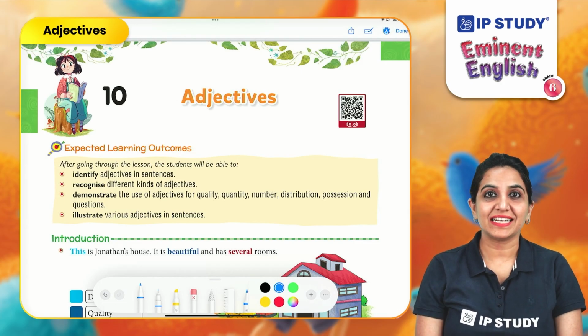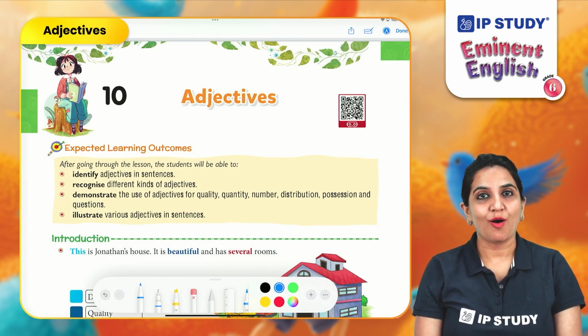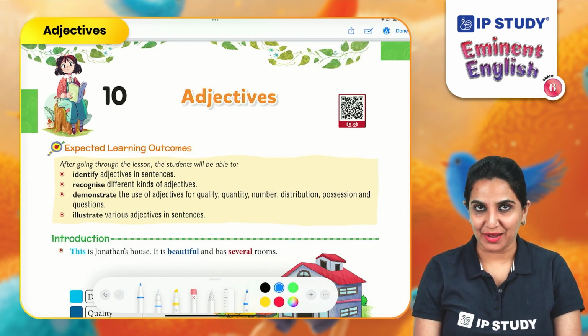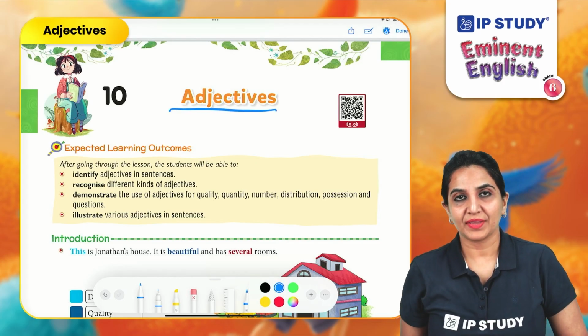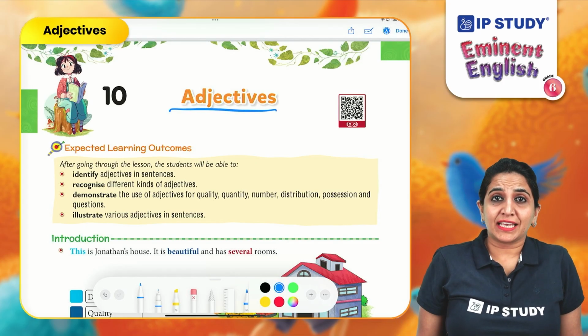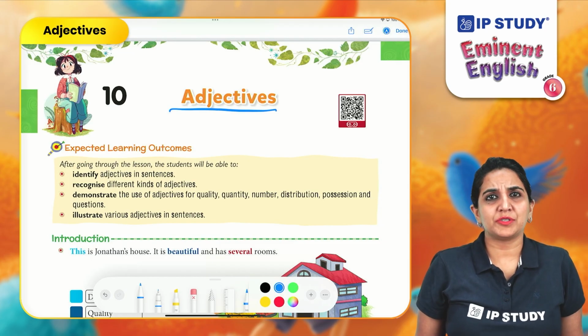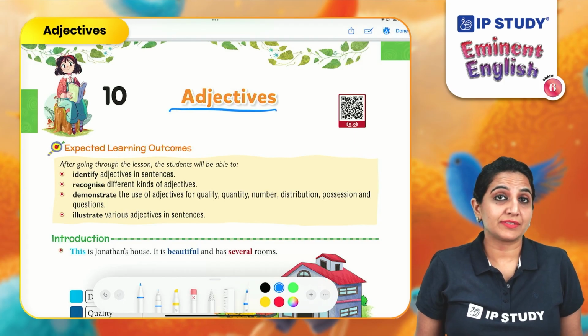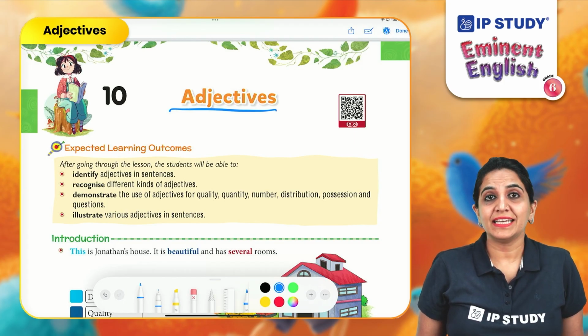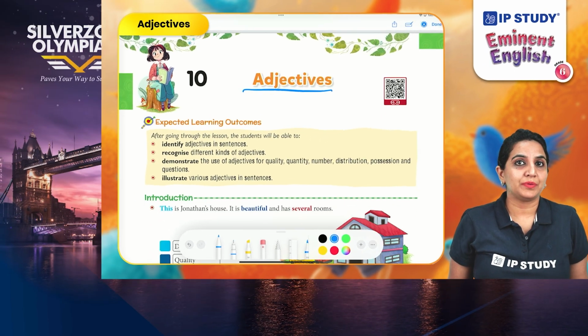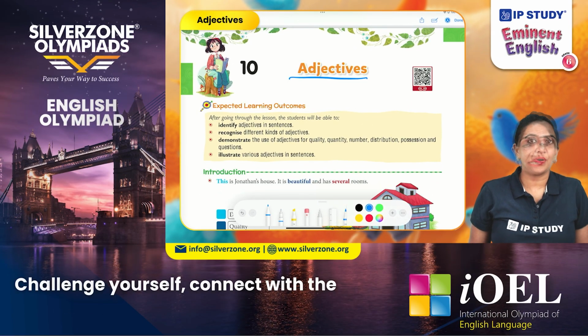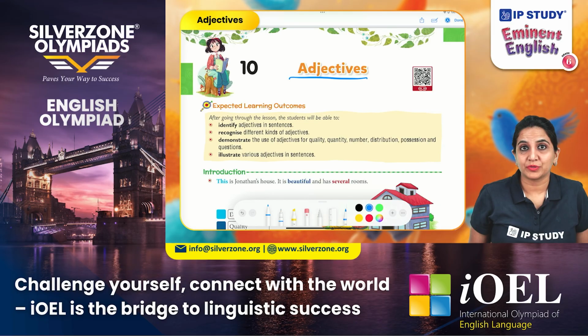Today we will discuss the 10th chapter of Grade 6 English Grammar and we will explore the topic adjectives. Well, if I say the word apple, what comes to your mind? Very good. Apple is red, it's juicy, it is round. Exactly. These are the words which describe an apple, right? That is what adjectives are all about.